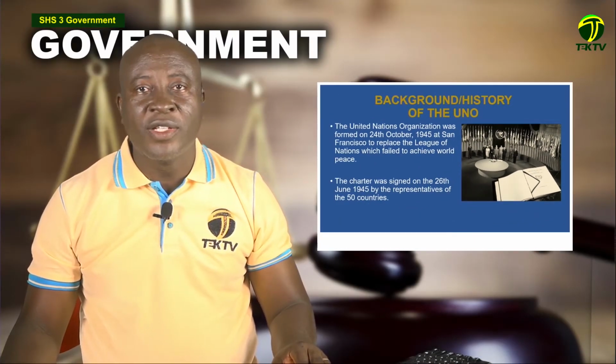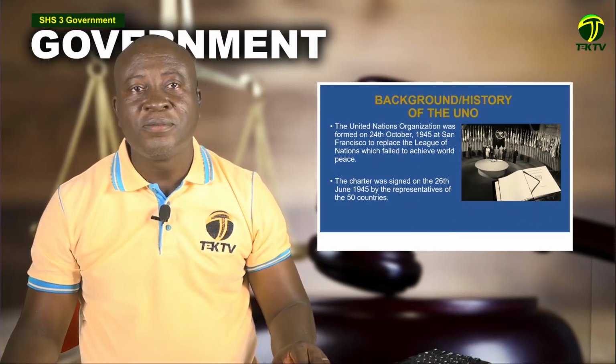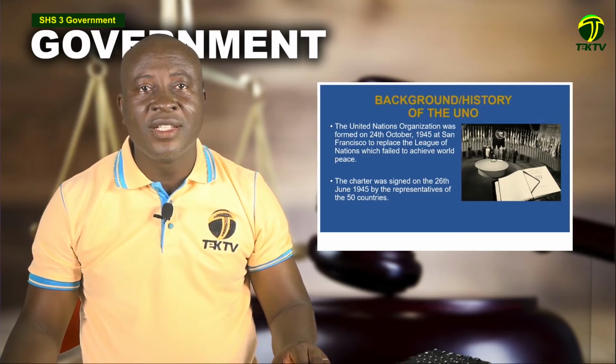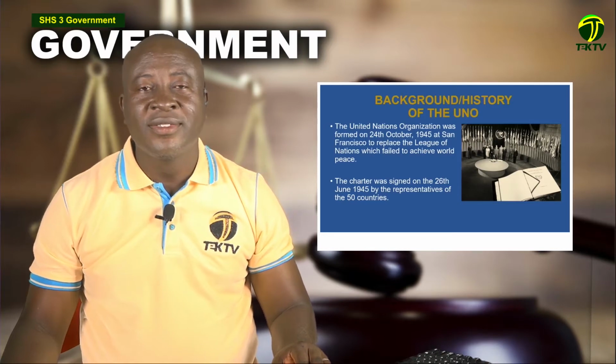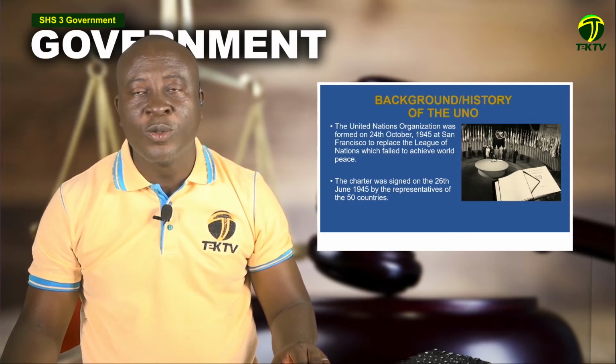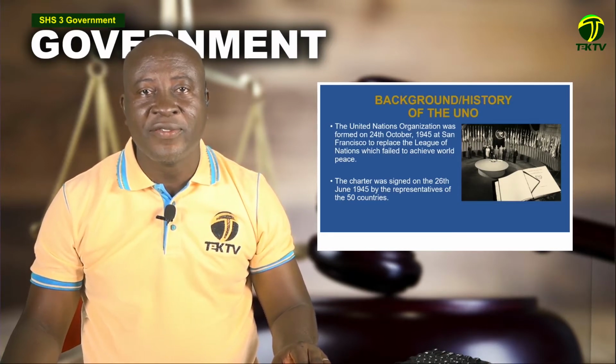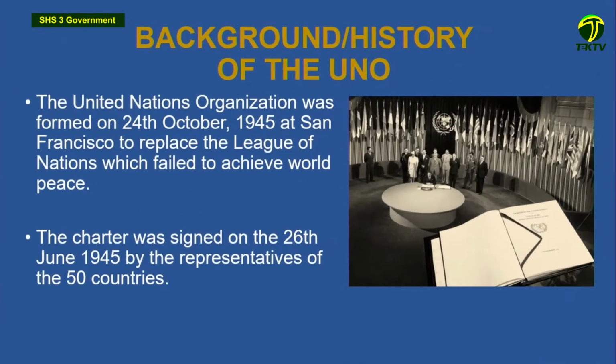A history of the United Nations. The United Nations organization was formed on 24th October 1945 at San Francisco to replace the League of Nations, which failed to achieve world peace. Now one will ask, what is the League of Nations?